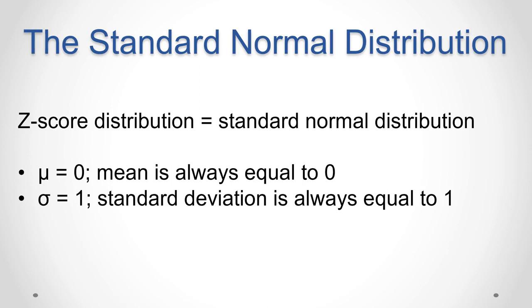The z-score distribution is also called the standard normal distribution. The z-score distribution will always have a mean equal to 0 and a standard deviation equal to 1.